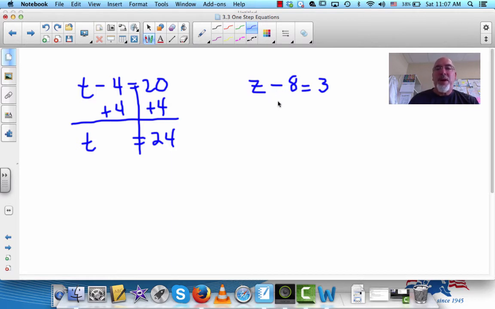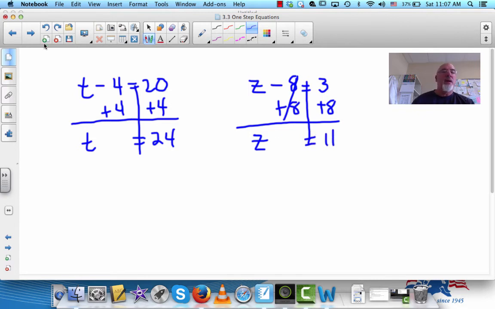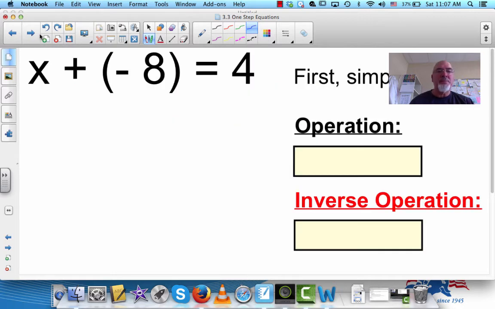This is subtraction. The opposite of subtracting is adding 8. We add 8 to this side as well. And we've got z. These two cancel each other out, and you're left with z equals 11. I hope that you got that answer as well, and let's see now what we've got coming up next.